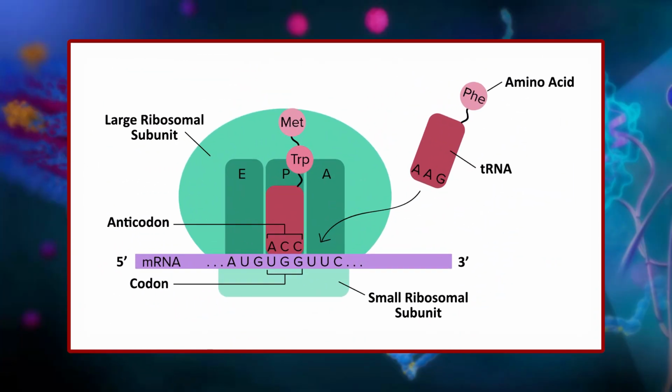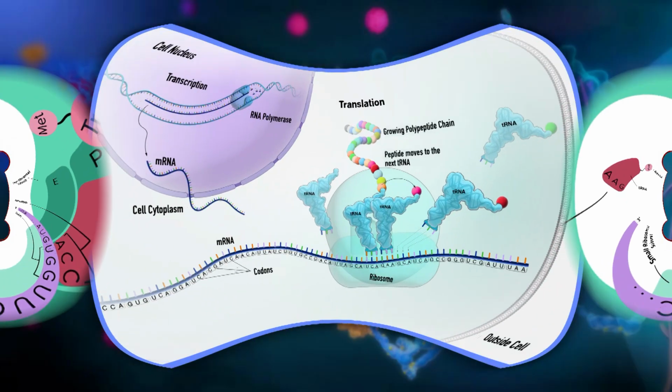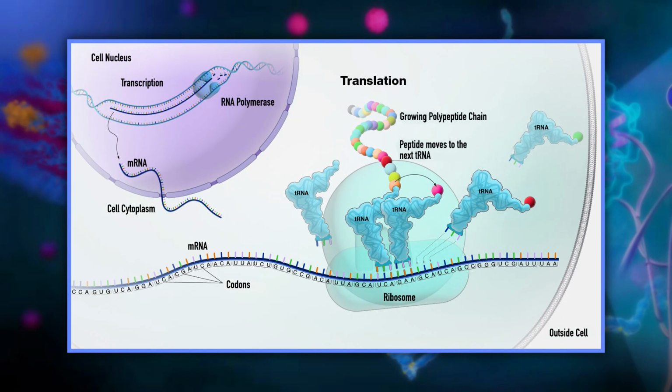What next? Luckily, translation equipment is very reusable. After the small and large ribosomal subunits separate from the mRNA and from each other, each element can and usually quickly does take part in another round of translation.